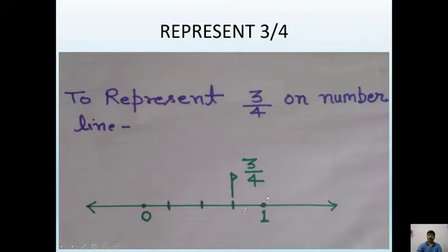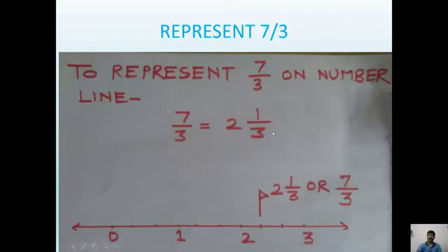It must be remembered that these parts must be equal. So you can represent any fraction on the number line. Let's take some more examples. To represent 7 upon 3, 7 upon 3 is an improper fraction. 7 upon 3 can be written as 2 whole 1 upon 3. We can convert it into the mixed fraction 2 whole 1 upon 3.